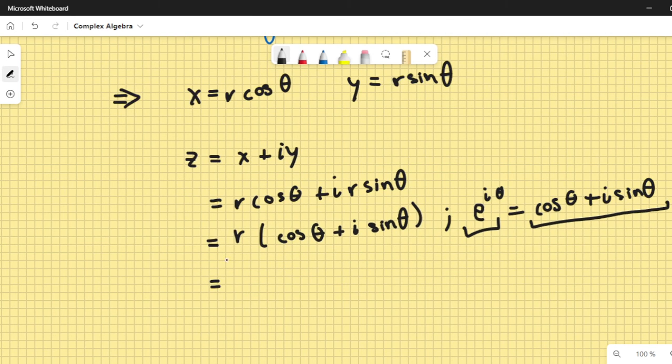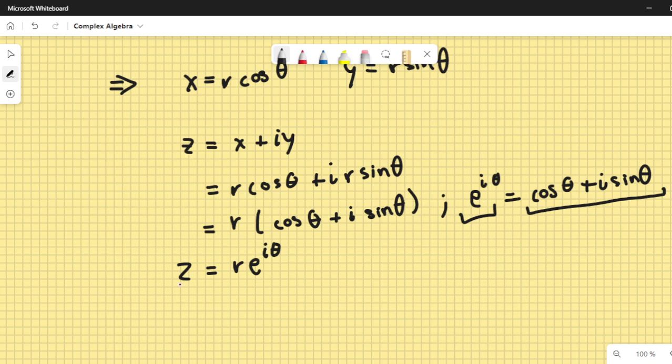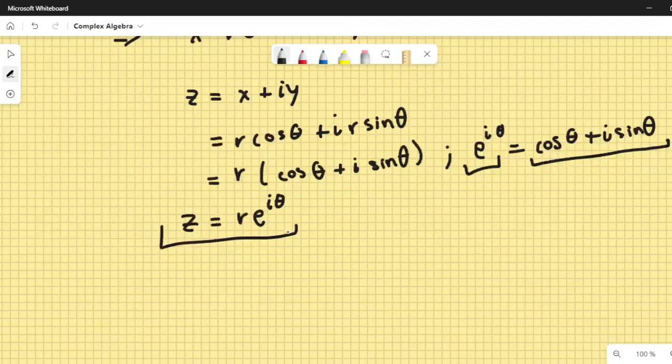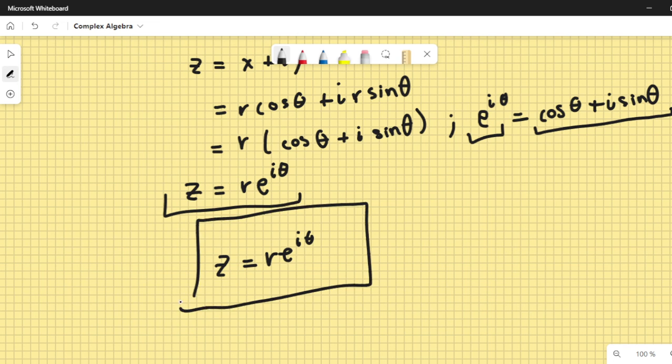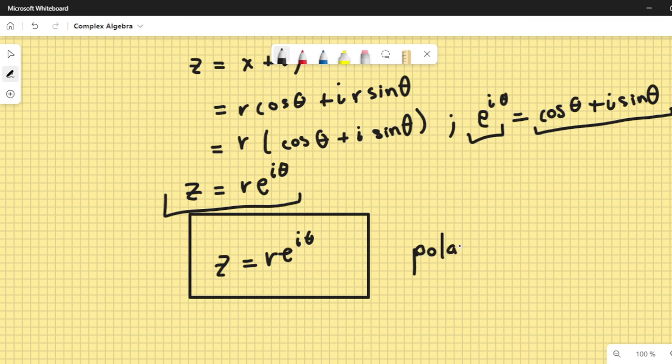So we can rewrite it as r multiplied by e to the i theta. And this is the famous polar form of complex numbers. The polar form is c equals r e to the i theta. It's what is asked in one of the exercises of the homework: you are required to find the argument, find the modulus, and then write the polar form.